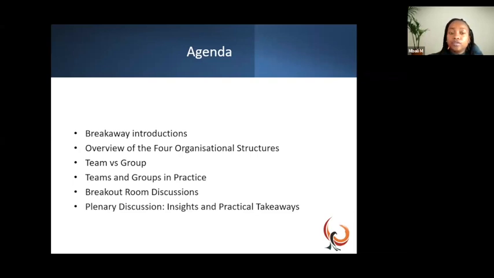And then we'll get to distinguish between teams and groups, because I feel like it is important for today's topic. And then we'll get to the actual team dynamics in practice and see what happens there. Thereafter, we can get to the breakout discussions, which is the main event. And then we come back to the plenary where we get to share some ideas and practical takeaways.